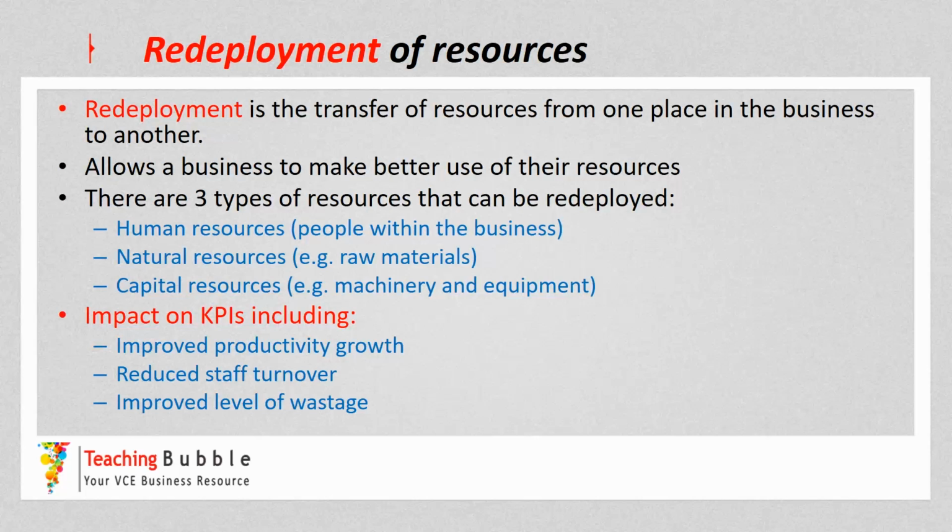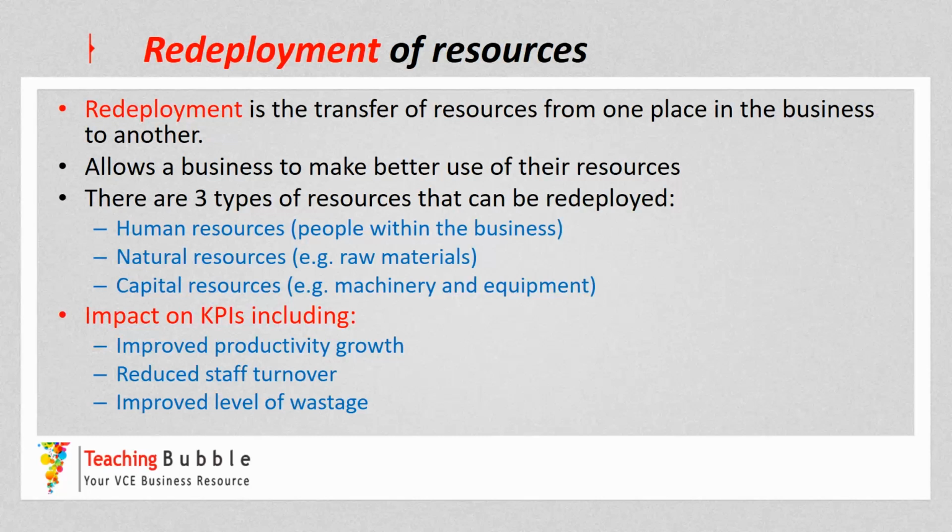But it may be that there's another area of the business that is greatly expanding. You know, there's a new product and it's expanding rapidly and they need more people. So what they may do is redeploy those human resources, those employees, and take them from the area that isn't performing well, that's shutting down, and put them into the area that is expanding and growing rapidly. And therefore, they're making better use of their human resources.